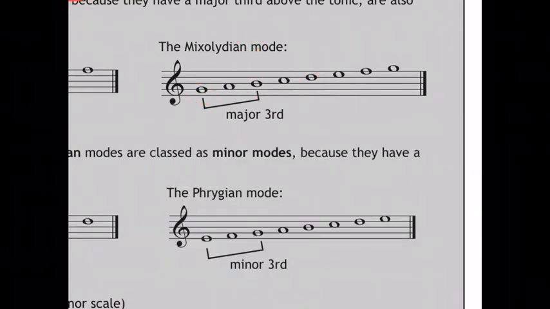Now, real quick, before you look on to the next section of minor modes, if you know that the major modes were the modes built on scale degrees 1, 4, and 5, just like major triads, can you make the connection real quick, if you haven't looked yet, which ones would be the minor modes?